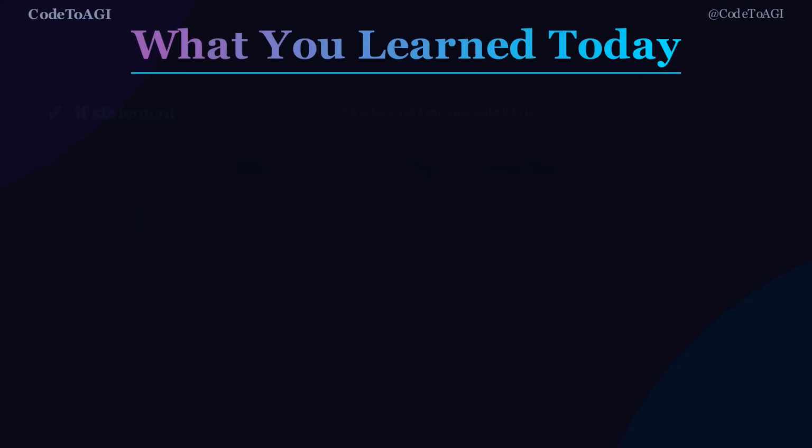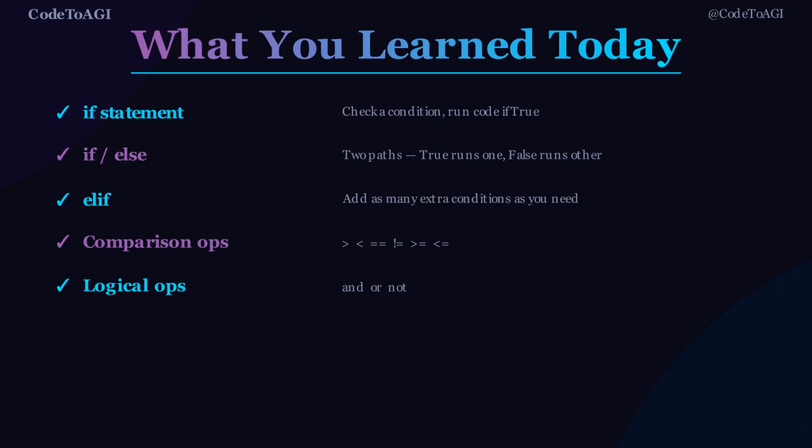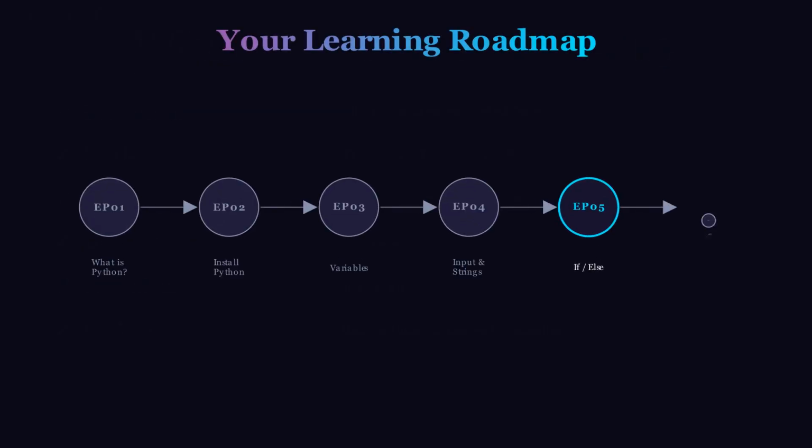Let us wrap up what you learned today. The if statement checks a condition and runs code when it is true. The else block runs when the condition is false. elif lets you check multiple conditions in sequence. Comparison operators, greater than, less than, double equals, build your conditions. Logical operators, and or not combine conditions. And you built a complete smart number checker from scratch. In episode 6, we learn loops, for and while. That is how Python repeats things automatically. It is one of the most powerful tools in programming.